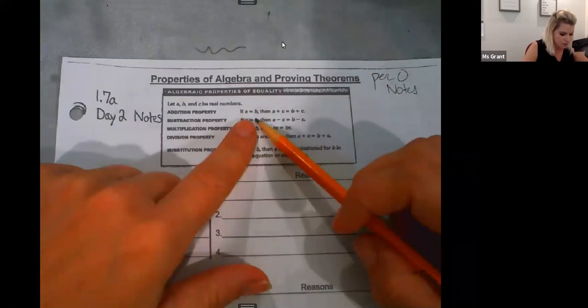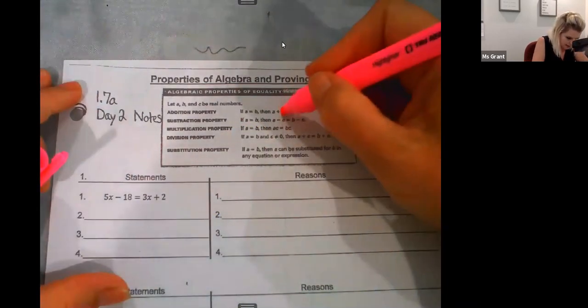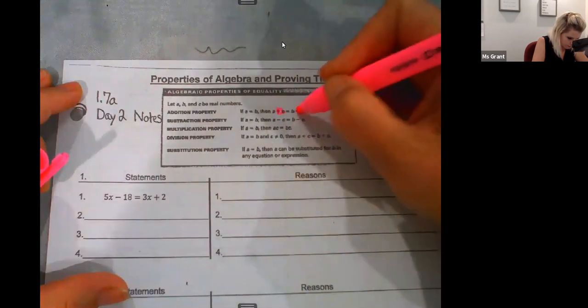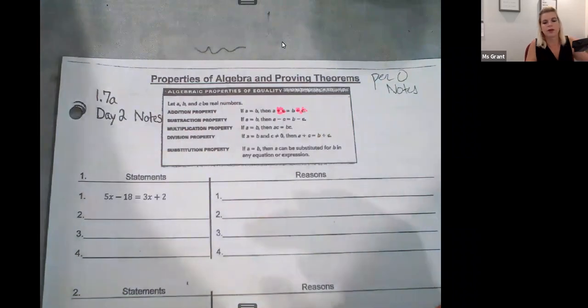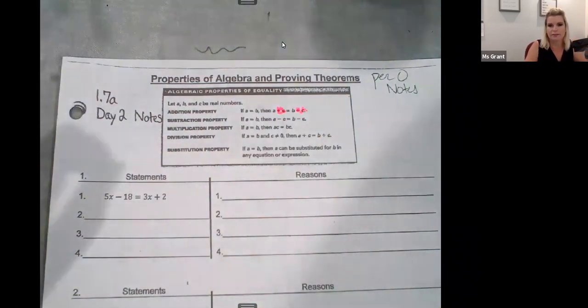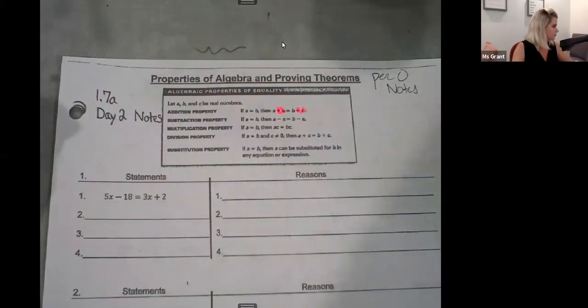If A equals B, then A plus C, like what I'm doing, if I know that A equals B, then I can add this C to both sides. So I just added C to both sides, which I can totally do. I can add 5 to both sides of an equation. I can add 29 to both sides of an equation. Okay, so that's good.